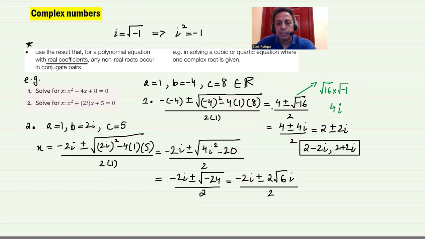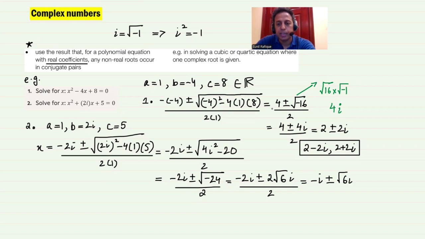So let's divide the real and the imaginary part. Well, you can see that both the coefficients are imaginary this time. So let's see what we get. It's going to be minus iota plus minus root 6 iota. So one of the answers is going to be minus iota plus root 6 iota, or minus iota minus root 6 iota. So it's going to be root 6 minus 1.